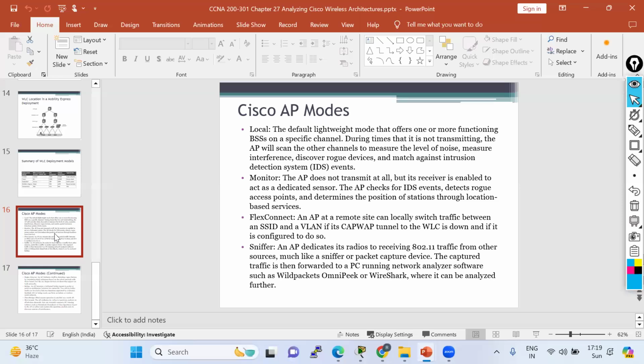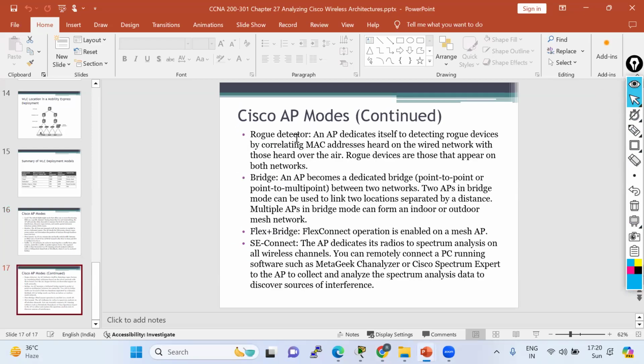Now let's understand the different AP modes, right? Cisco AP modes: we have local mode, monitor mode, FlexConnect mode, sniffer mode, and a few other modes as well. So let's understand. We have the rogue detector, which we just discussed in the previous slide, and we have bridge, flex bridge, and so on. So what is this mode?